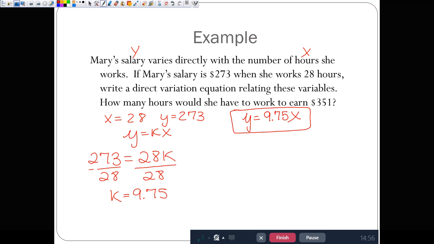Part 2 is asking how many hours would she have to work to earn $351? So where am I substituting in 351 into? Not x. y. y, because y is a salary. So 351 equals 9.75x. So I'm going to divide by 9.75 on both sides. And what does my x equal? 36 hours.